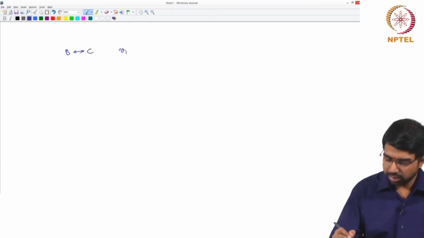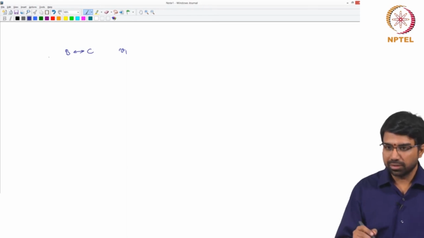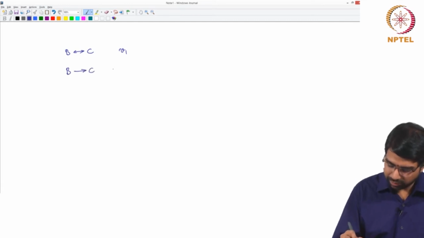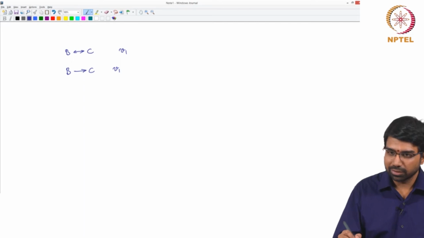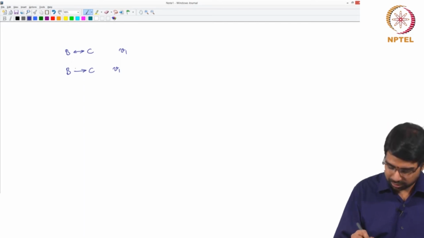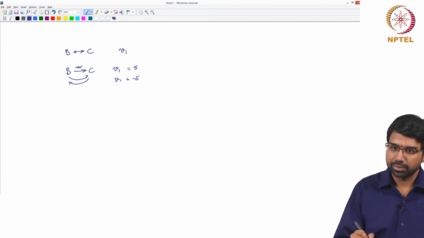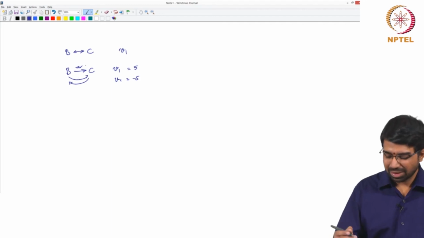If I say V1, what is it? Is it the flux for the forward reaction or the backward reaction? So it makes sense if I say that this is a reversible reaction with V1 as the flux, right. So now if V1 is 5, it means B is going to C. If V1 is minus 5, it means C is going to B. So this only tells you which side is dominant. It doesn't tell you if a reaction is reversible or not. You just look at the matrix, you never know.